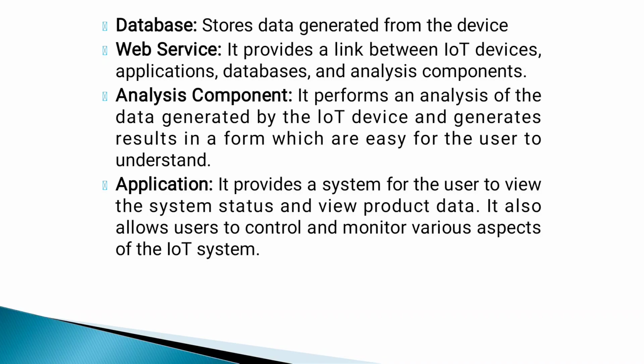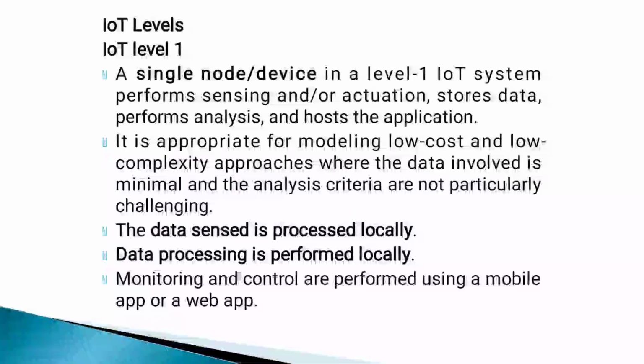Next one is the web service. It provides the link between the IoT devices, applications, databases, and analysis components. Next one is the analysis component. It performs an analysis of the data generated by the IoT device and generates the result in a form which is easy for the user to understand. Next one is the application. It provides a system for the user to view the system status and view the product data. It also allows the users to control and monitor the various aspects of the IoT systems.